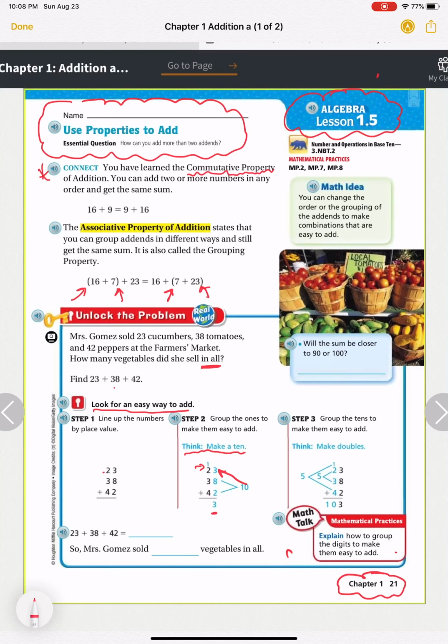Now we're going to look over here at step 3. Now group the tens to make them easy to add also. So think about possibly making doubles. They combined the 2 and the 3 to make 5. And then they also combined the 4 and the 1 to make 5. So then they could just add 5 and 5 is 10. So 23 plus 38 plus 42 is 103. So Mrs. Gomez sold 103 vegetables in all.